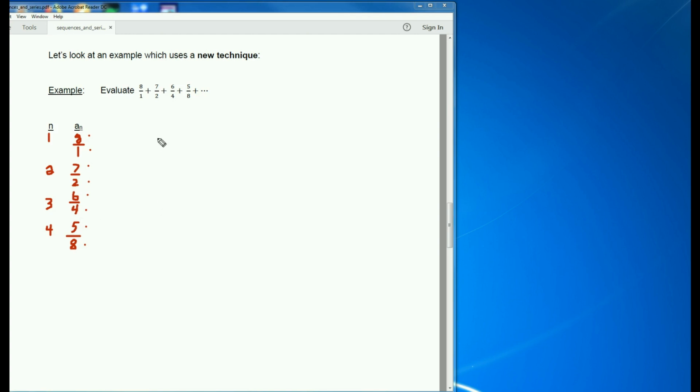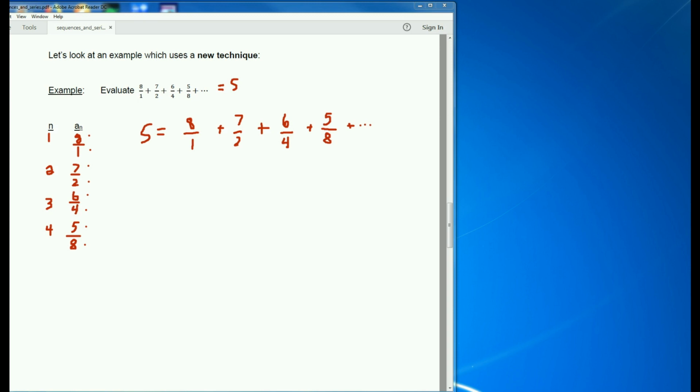Now what I need to do here is write this out again. We're going to call the sum of the whole thing S, and that's what we want to find. So S equals 8 over 1 plus 7 over 2 plus 6 over 4 plus 5 over 8 and so on.